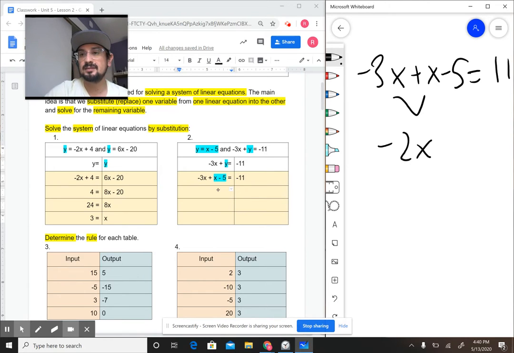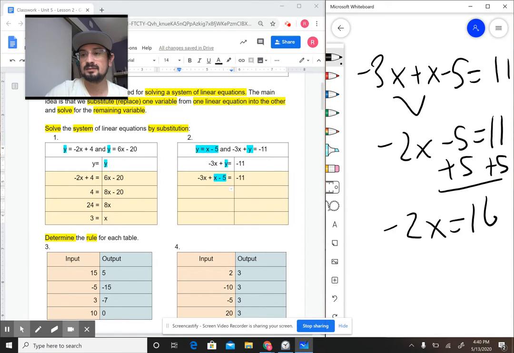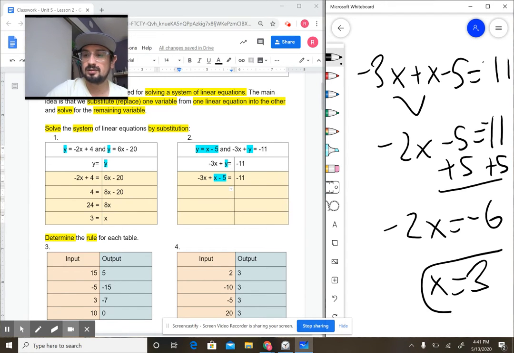Negative 2x minus 5 equals 11. You're going to add 5 to both sides. Negative 2x equals 16. No, that's a negative 11, so it's going to be negative 6. Divide by negative 2 on both sides, and you get x equals 3.